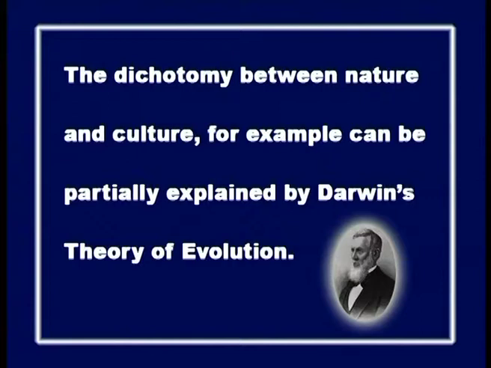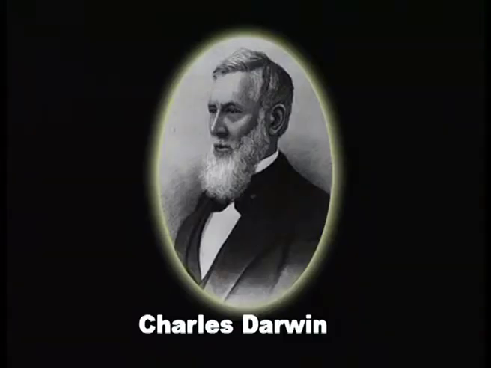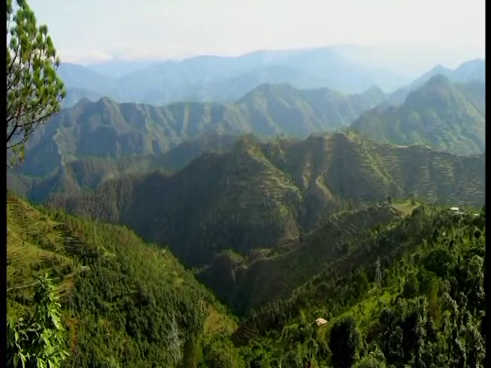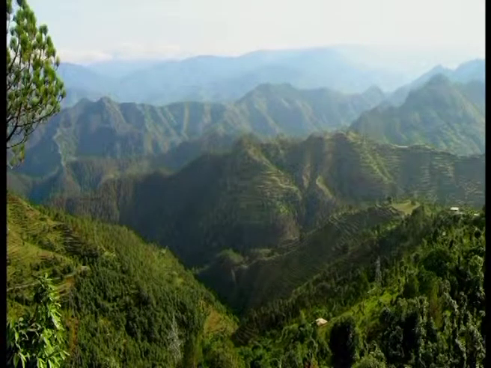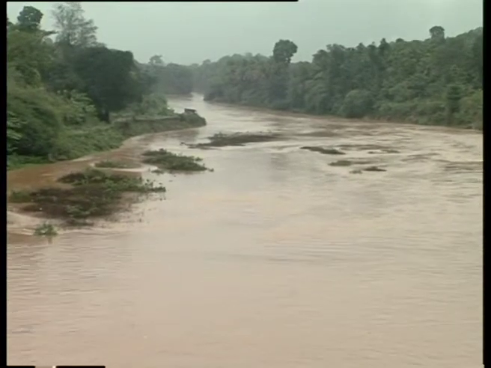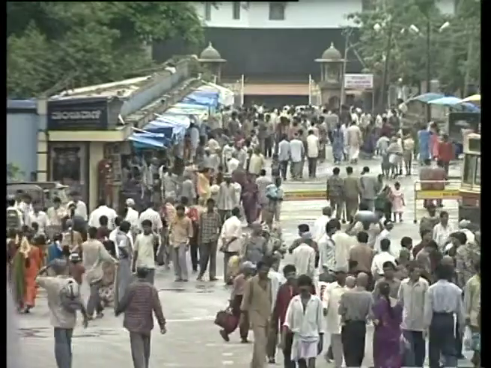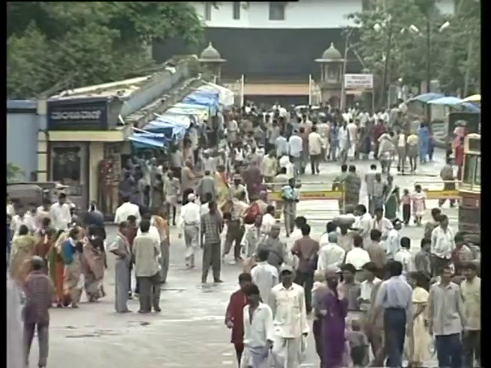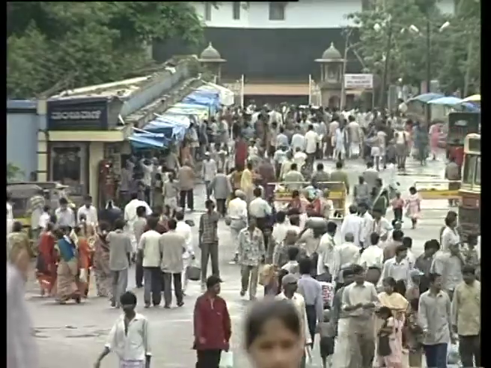So, let's look at an explanation of dichotomy. The dichotomy between nature and culture, for example, can be partially explained by Darwin's theory of evolution. As you know, Darwin's theory of evolution, as we have seen before, has what we call natural selection. It also has ideas such as survival of the fittest. Now, how do human beings survive in a world of, say, problems?